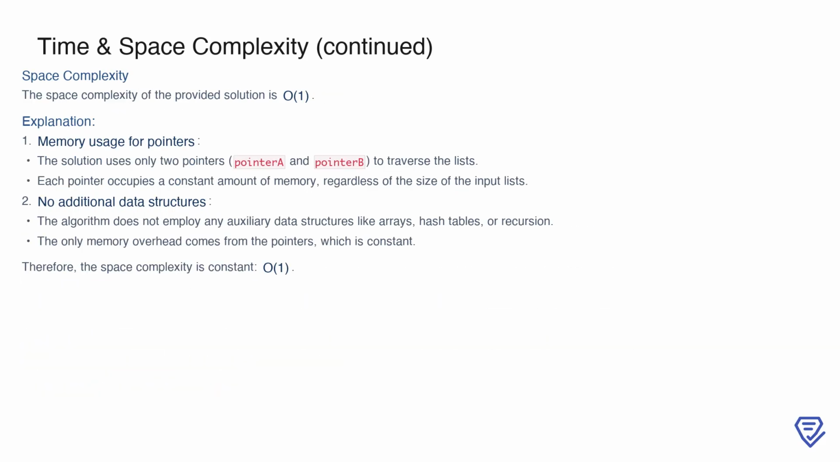The space complexity of this solution is O(1), which means it uses a constant amount of memory regardless of the size of the input lists. This efficiency is achieved by using only two pointers, pointer A and pointer B, to traverse the lists. These pointers occupy a fixed amount of memory, irrespective of the lengths of the linked lists. Importantly, the algorithm does not require any additional data structures, such as arrays, hash tables, or recursion, which could increase memory usage. The memory overhead is limited to the 2 pointers, making the space complexity constant, O(1).